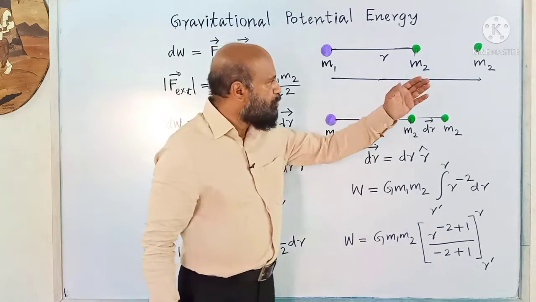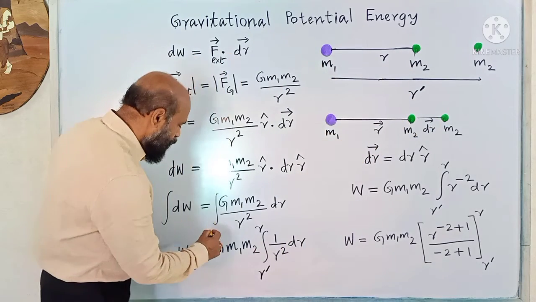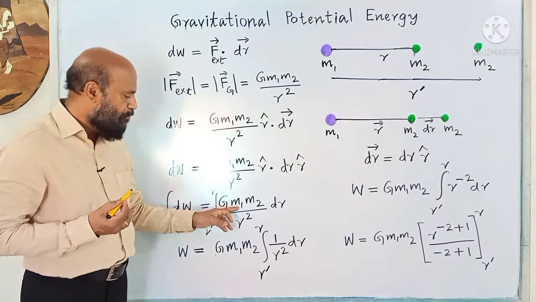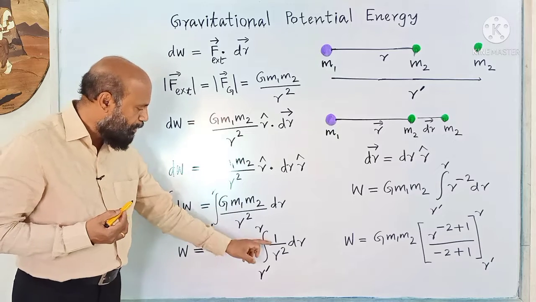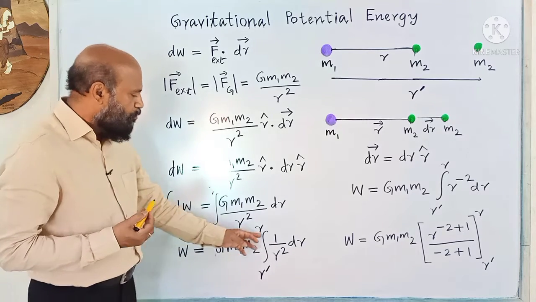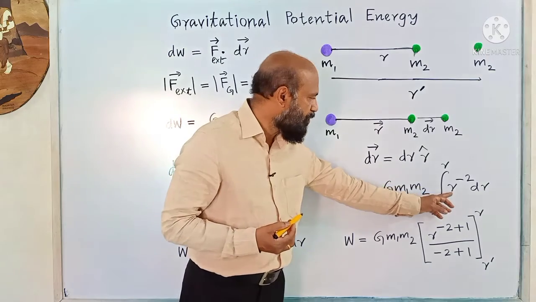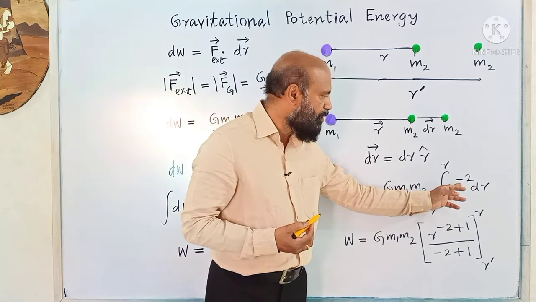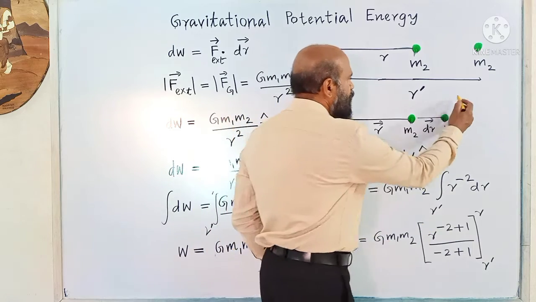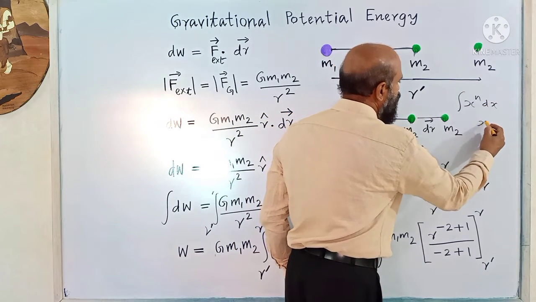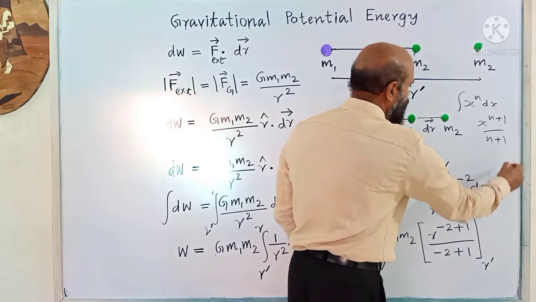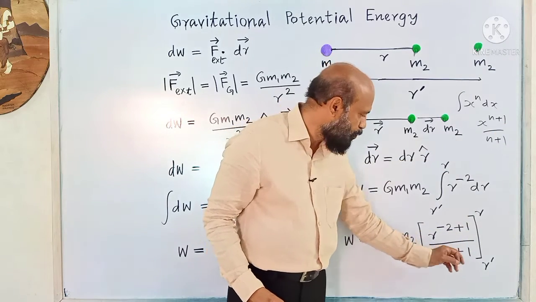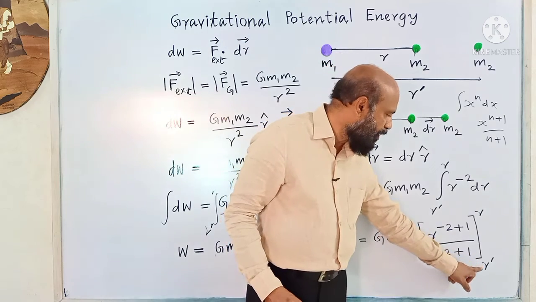So work to be done to move from r dash to r. The lower limit is r dash, upper limit is r. Now G m1 m2 you can take outside, then 1 by r square dr. Then 1 by r square can be written as r raised to minus 2. Then we have to integrate it. So when we integrate it, use the integration formula: integral of x raised to n dx is x raised to n plus 1 by n plus 1. So minus 2 plus 1. After the integration, apply the limit r dash to r.